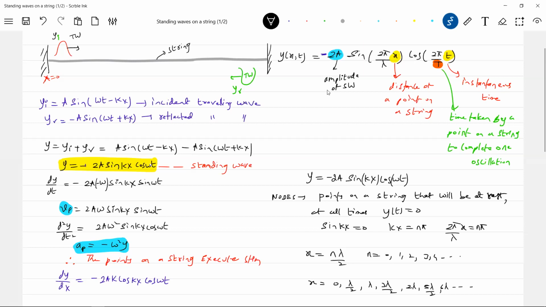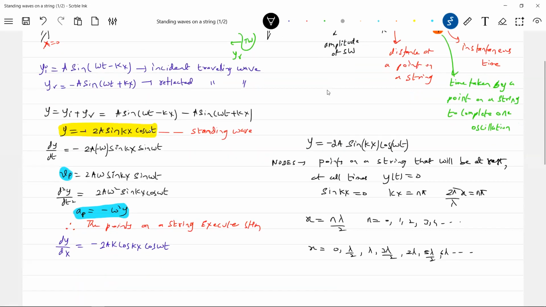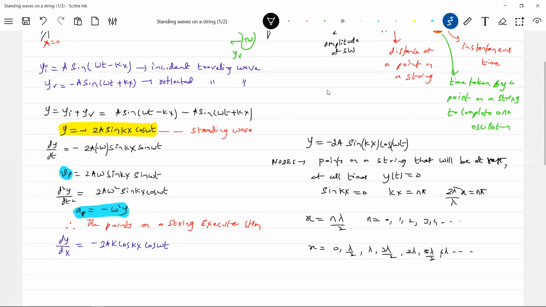These are the nodes. Okay, what happened? So what are the nodes? There will be a test here. Shall I say the nodes are the points which will not vibrate? What are the features of nodes? We'll see now. What is y of t for nodes? Nodes will not vibrate and will be at rest at all times.